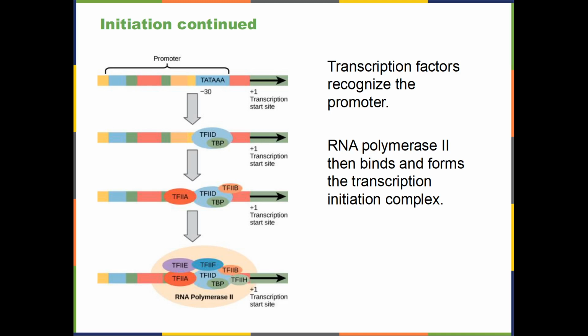All right. So in eukaryotes, we have something called a transcription factor. These are molecules that bind to promoter regions and begin the initiation of transcription, of mRNA transcription. All right. RNA polymerase 2 then binds and forms the transcription complex, the initiation complex.